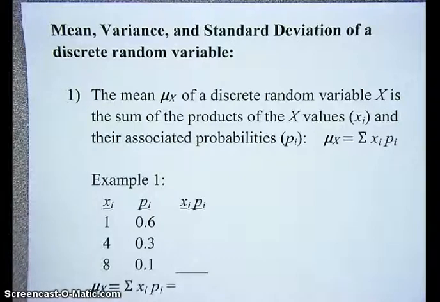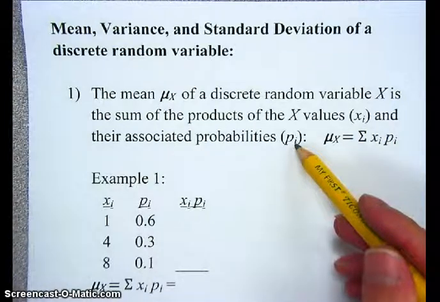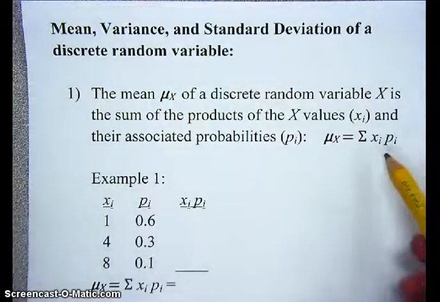In this video, you'll see how to calculate the mean, variance, and standard deviation of a discrete random variable. Finding the mean of a discrete random variable is pretty simple. All you have to do is multiply each x value by its corresponding probability and then add those products up.